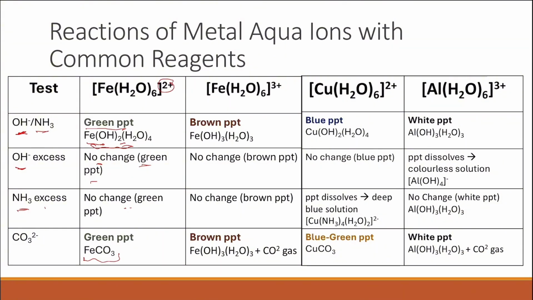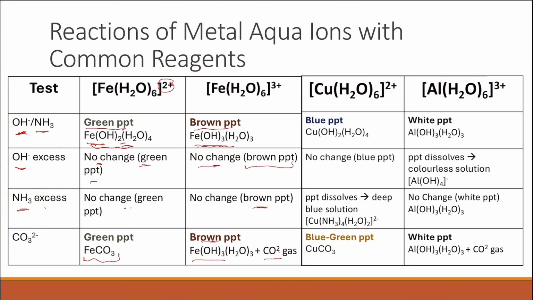With iron 3, hydroxide or ammonia will give you a brown precipitate of the hydroxide. If you add excess of the hydroxide, there will be no change. That is going to stay, so it's not amphoteric here. It's going to stay as the hydroxide of the iron 3, so a brown precipitate. Also, excess of the ammonia will act just as a base, not to substitute the ligand, so you're still going to have the brown precipitate. And finally, with the carbonate, instead of having the iron 3 carbonate, you're going to have the iron hydroxide and carbon dioxide gas.